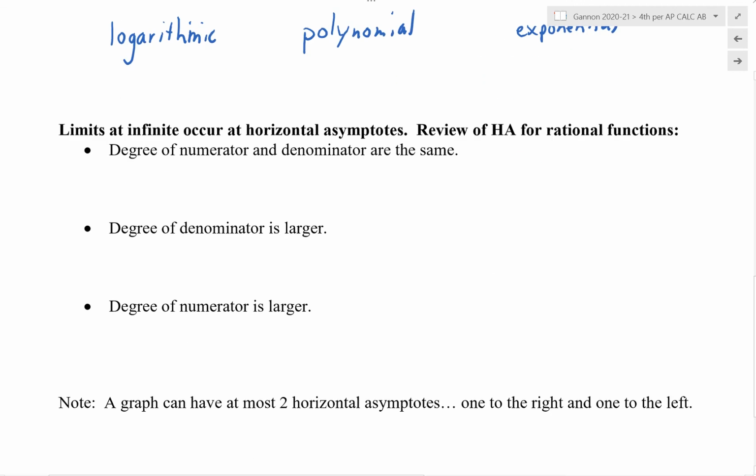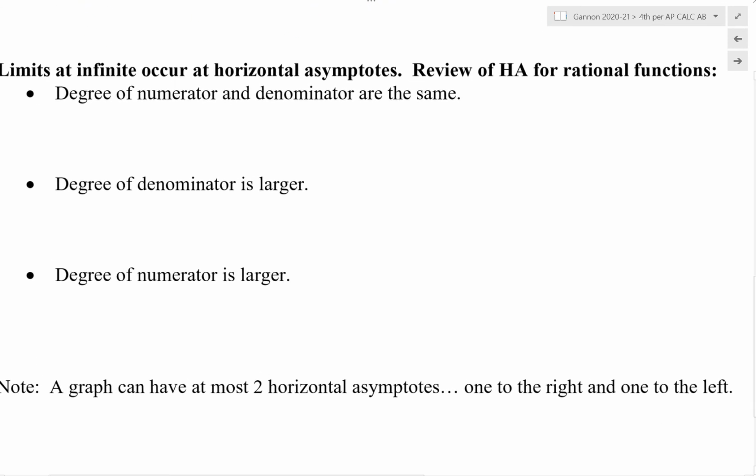All right, next idea. We've got limits. Limits at infinity occur at the horizontal asymptotes. So we're going to do a quick review of horizontal asymptotes for rational functions. It talks about if the degree of the numerator and the denominator are the same, which basically, if we have some rational function like a x^n over b x^n, and again, you could be adding other expressions to those.